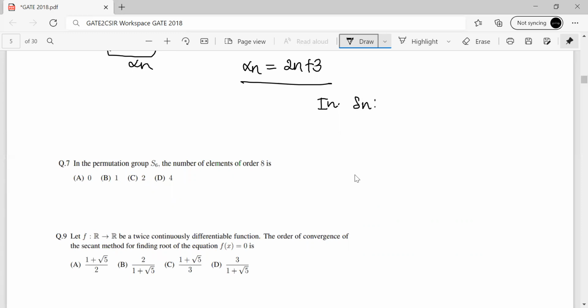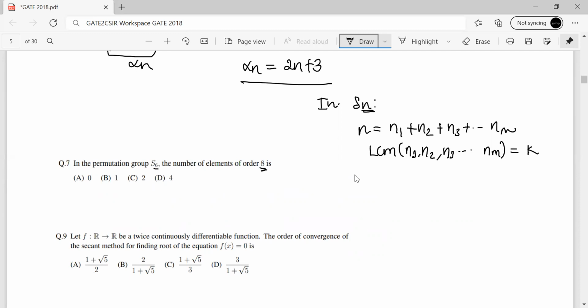In Sn, suppose you want to find out the number of elements of any particular order. That means break this n in such a manner that, suppose you break n into n1 plus n2 plus n3 and so on up to nm, such that the LCM of n1, n2, n3 and so on up to nm is equal to some k. The k is nothing but the order of the element that you want.